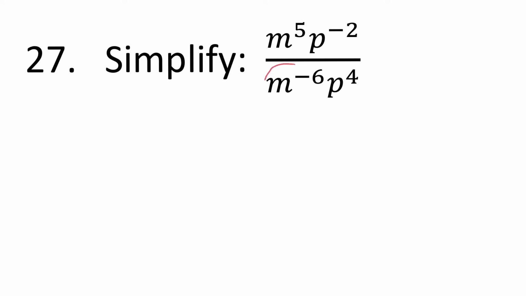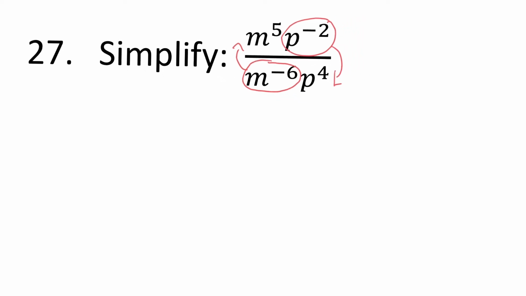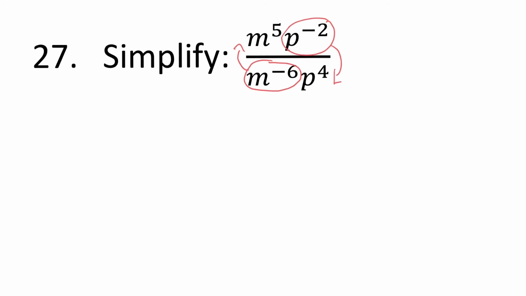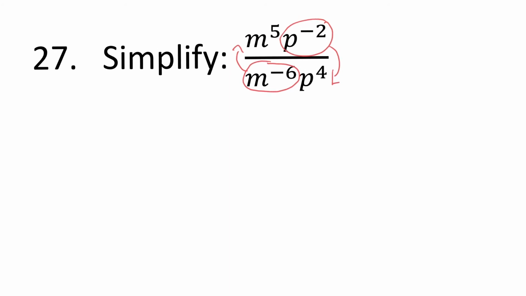So I'm going to take this one, m to the negative 6, that's on the bottom, and move that to the top. And this one here, p to the negative 2, I'm going to move to the bottom of the fraction. You move those negative exponents to the other side of the fraction. So I'm going to make my fraction line right here. This m with the fifth power stays on the top. It doesn't have a negative exponent, so you keep it on the top of the fraction.